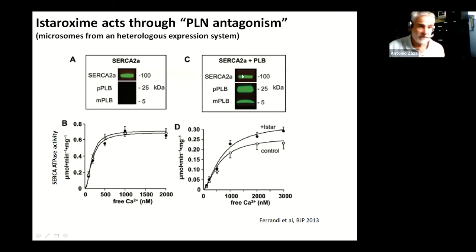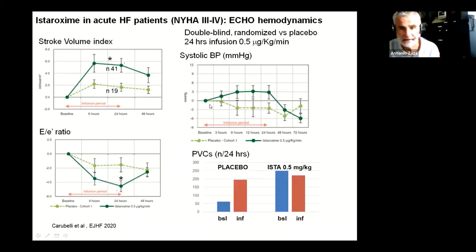And there are further studies that I cannot show you for the sake of time, showing that istaroxime prevents co-precipitation of phospholamban and SERCA. So istaroxime is effectively a phospholamban antagonist. Does this have any relevance in vivo? Well, there are several in vivo experiments, but probably the best one is in humans. Istaroxime has already been tested in clinical studies, at least in a couple of them.